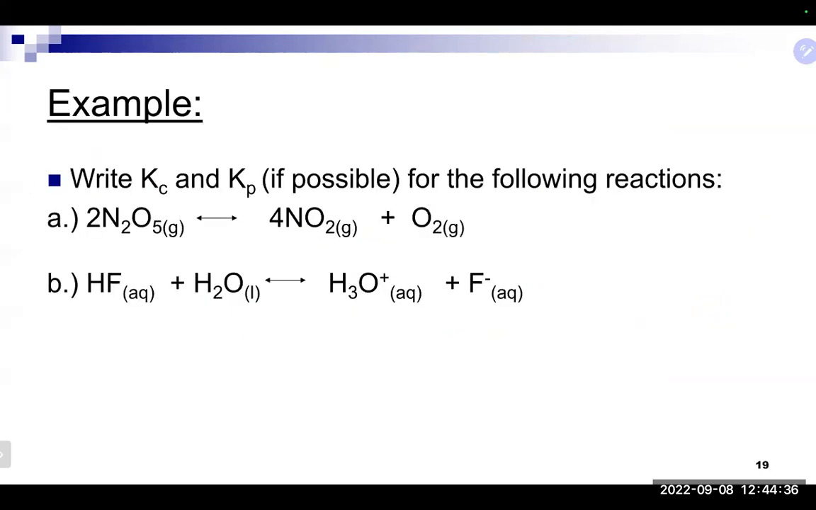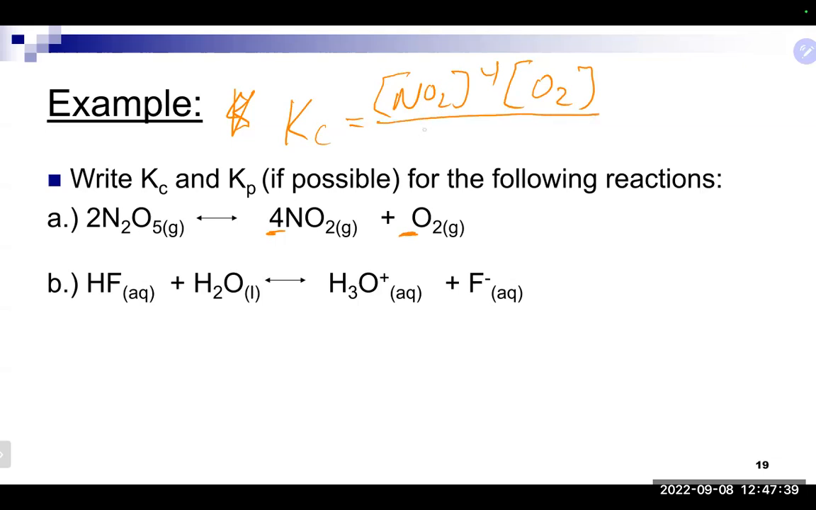Write the Kc and Kp for each of these, if possible. Okay, let's take a look. So for the first one here, if we were to write our Kc, it would be our products, which would be the concentration of NO2. Once again, we would take it to the fourth power because of the coefficient. We would times it by O2, which basically would be to the first power. We then would divide it by the concentration of N2O5, which we would then remember to square because of the coefficient that is there. Any questions on that there?